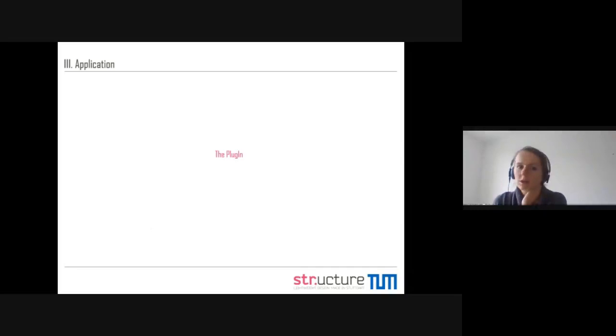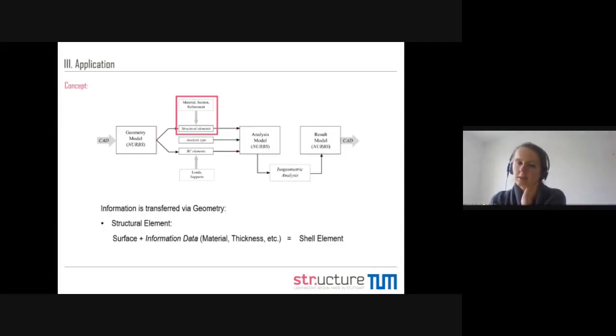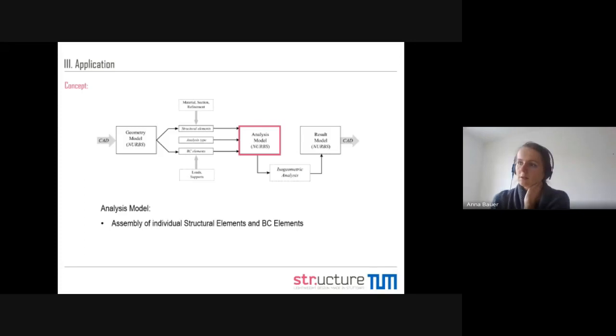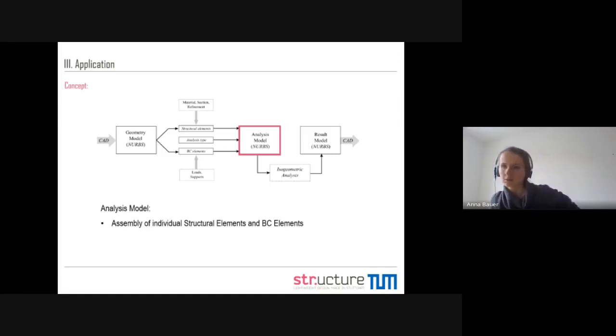So, coming from the projects to the plugin itself. Here's again the concept. You first have this geometric model that you enhance with some materials and sections and also refinement. Additionally, you have to add some loads and supports, as the geometry model does not know about it. Where is your support? And with that, you get the analysis model. The analysis model is then sent to the solver, and by that you get the result model.